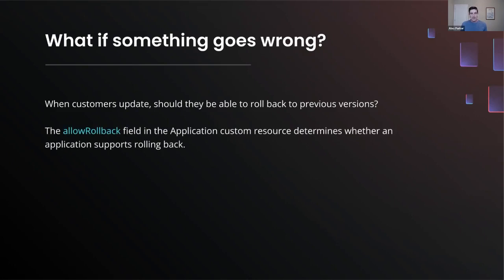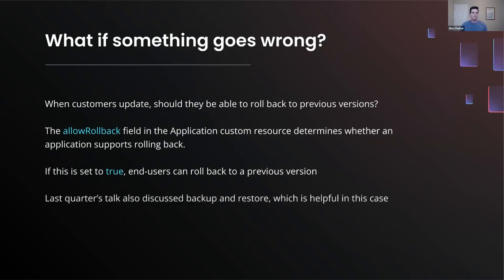Well, the allow rollback field is in the application custom resource, and that determines whether your application supports rolling back. So if you set this to true, then your end users have the ability to roll back to a previous version. If an issue arises, they'll have a rollback button inside of their version history page to be able to deploy prior versions of the application and roll back.